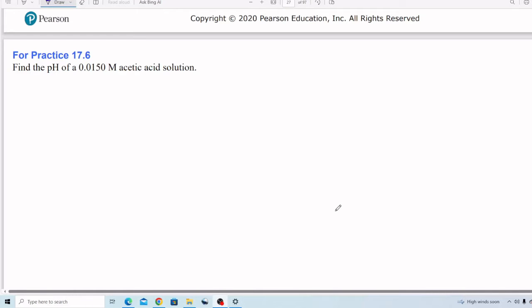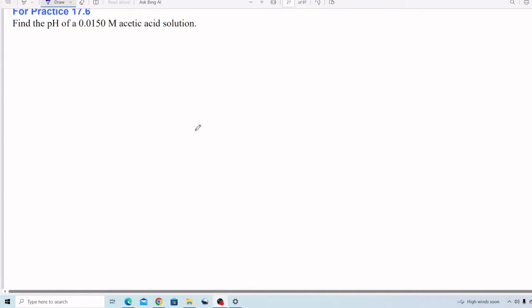Now we'll work practice 17.6. Find the pH of a 0.0150 molar acetic acid solution. Acetic acid is the component of vinegar that makes it acidic, and this is in fact a weak acid. So let's go ahead and begin by writing the equation for the dissociation of the acid in water.